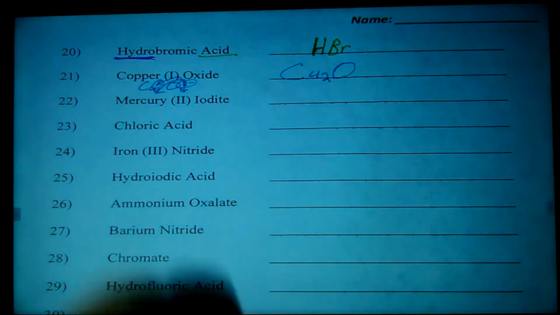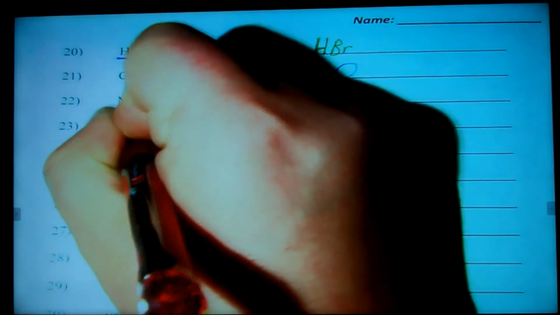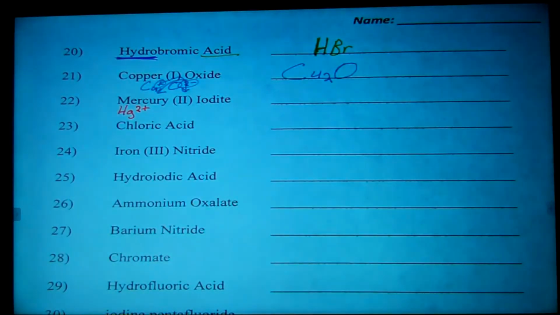Alright, so remember that Roman numeral within those parentheses is not the number of how many of those metals you have. It's the charge of that metal. 22. 22 is a really good one. Mercury(II), so Hg 2+, iodite.